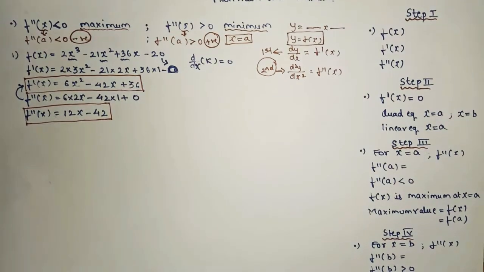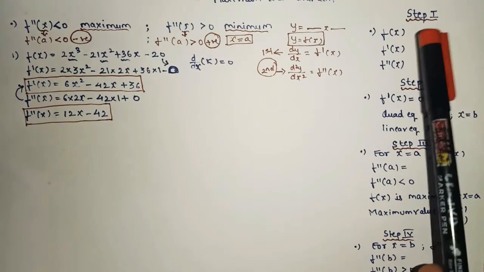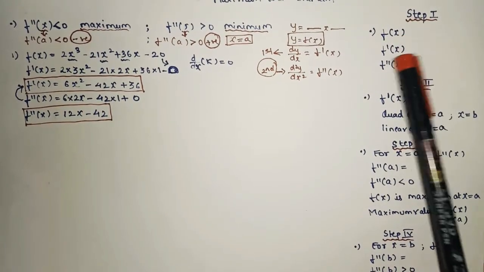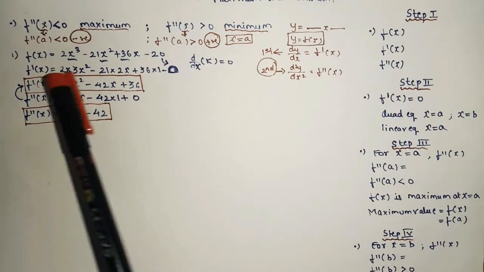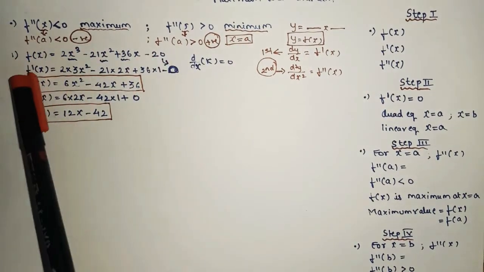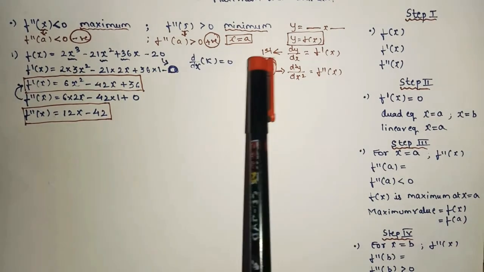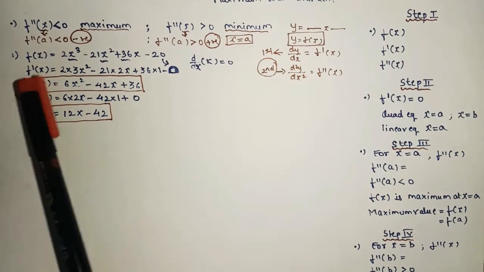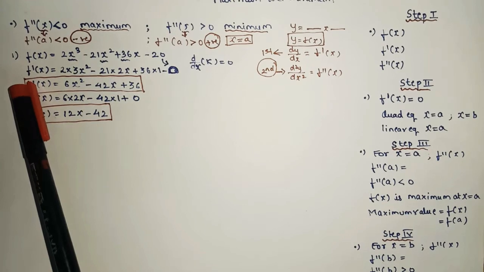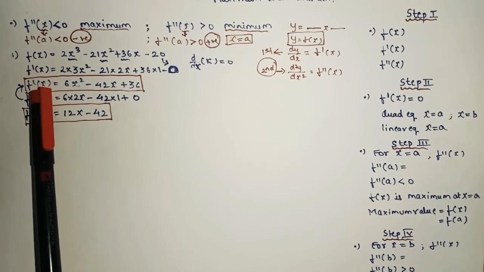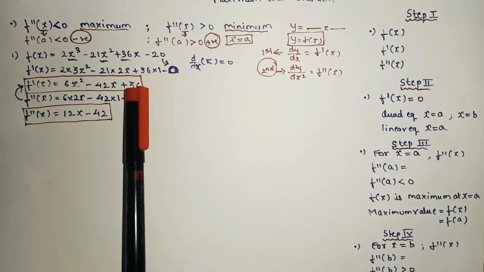So once again I will explain. According to the first step, here we have f of x, f dash x and f double dash x. So here we have f of x. We have to find the f dash x. F dash x means what? It is the first derivative with respect to x. As here we have to find the derivative with respect to x. So here we got the answer.